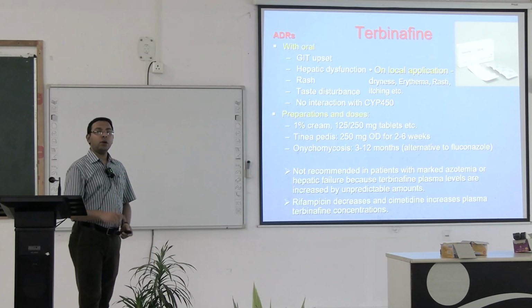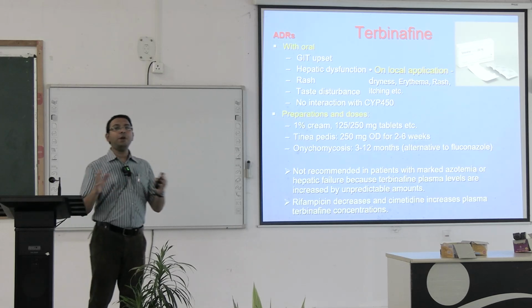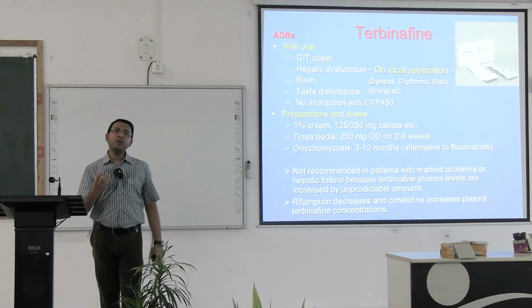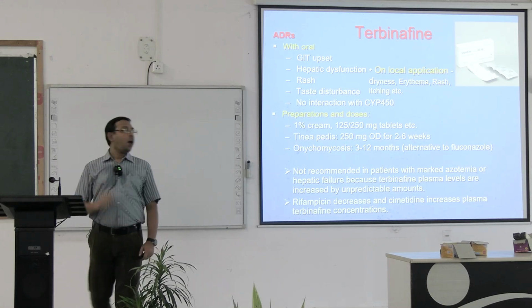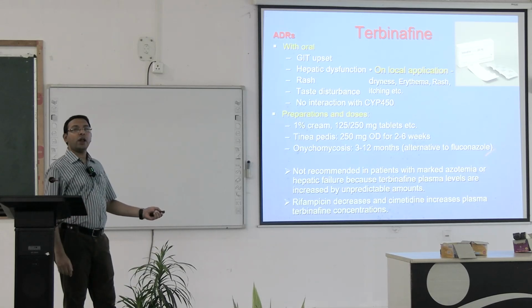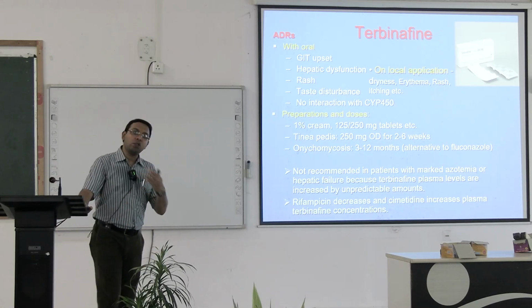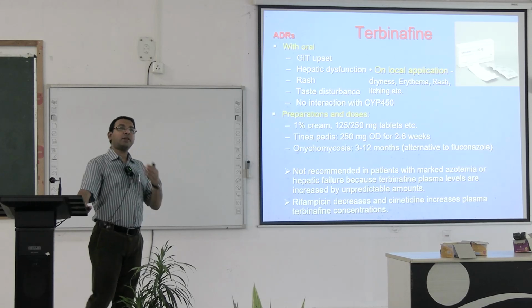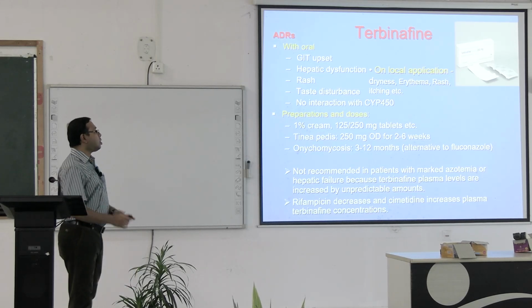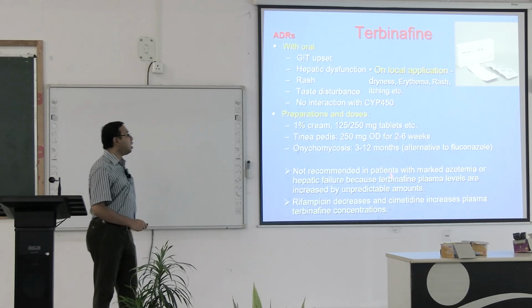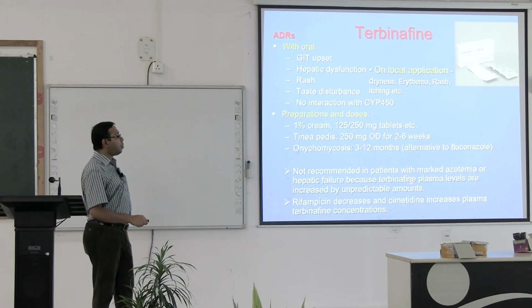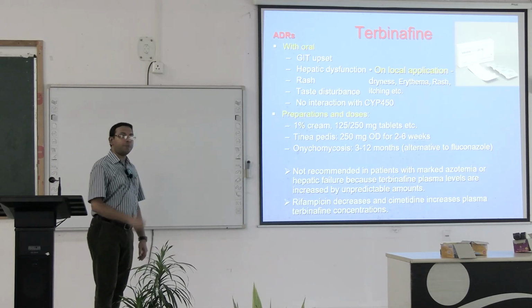So you can see for onychomycosis a long period of treatment, usually 3 to 6 months, is needed for the complete healing of onychomycosis. And it is an alternative to fluconazole. Already I have said fluconazole can also be given for onychomycosis, but some patients are resistant. This is not recommended in patients with marked azotemia, that is nitrogen level is high, or hepatic failure, because terbinafine plasma levels are increased by unpredictable amounts.